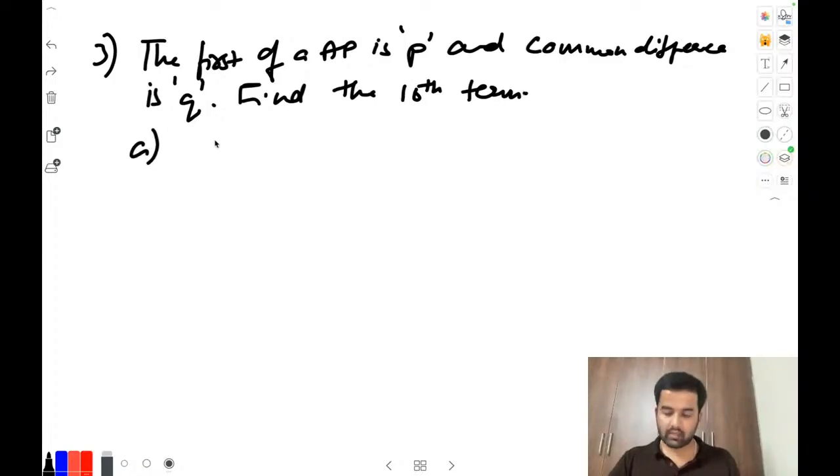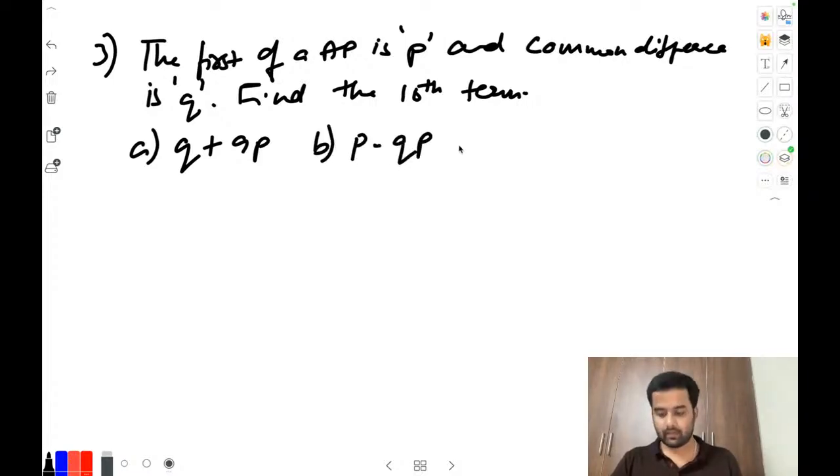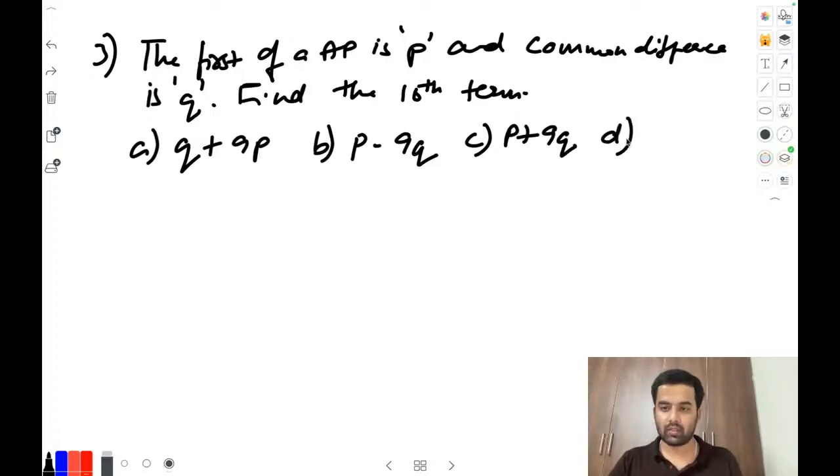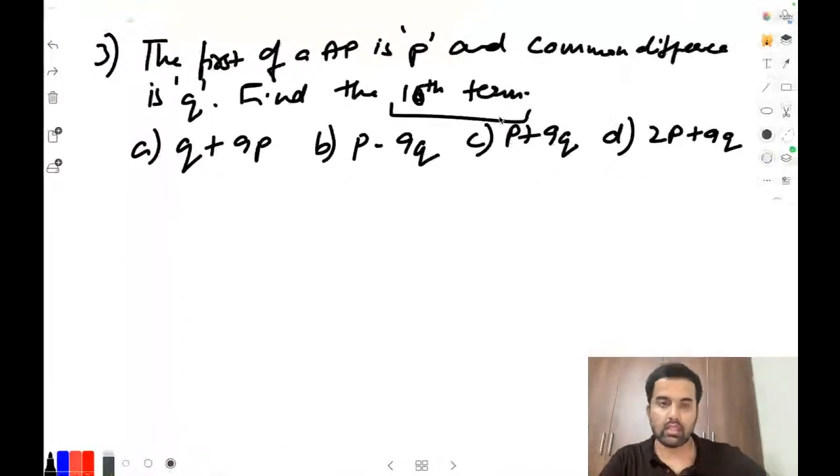Options we are providing below. Option A is Q plus 9P. Option B, P minus 9Q. Wait, just let me write. You just figure out the answer. I'm keeping the options below. C option is P plus 9Q. Last option, 2P plus 9Q. Figure out the answer of this 10th term. 10th term of this AP becomes what? Let me know. Ayan is getting A as the answer.